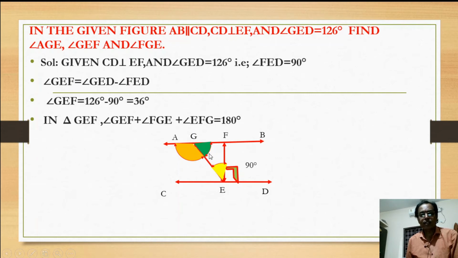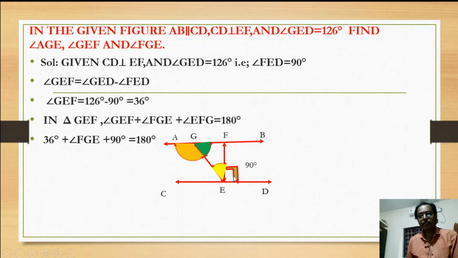Okay, so we can write it as GEF, this angle, plus FGE, this one, and EFG, this one, is equal to 180. Now we have GEF 36, FGE we need to find, and EFG, children, EFG is automatically 90 degrees. Why? Because AB is parallel to CD and EF becomes a transversal.